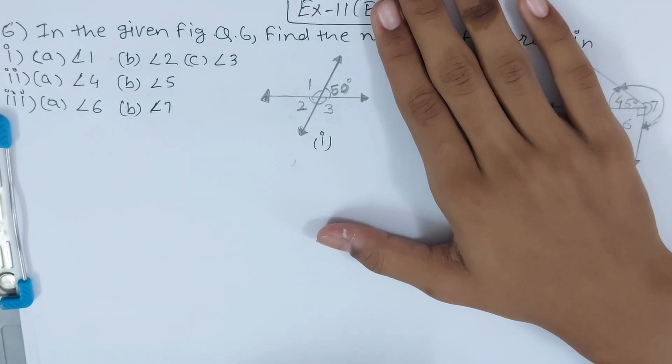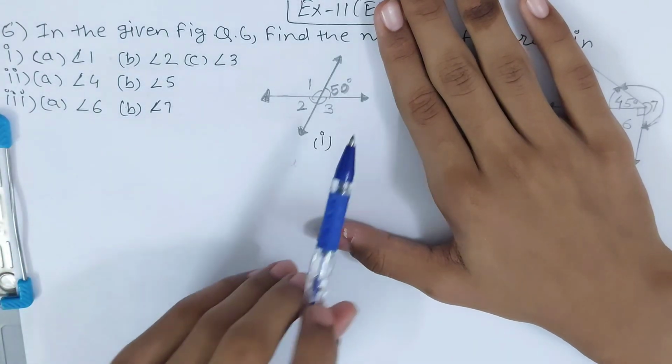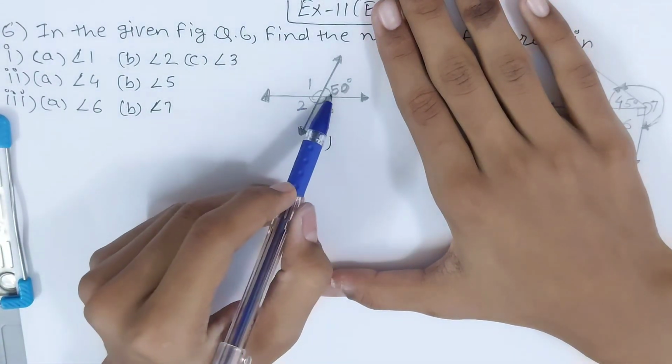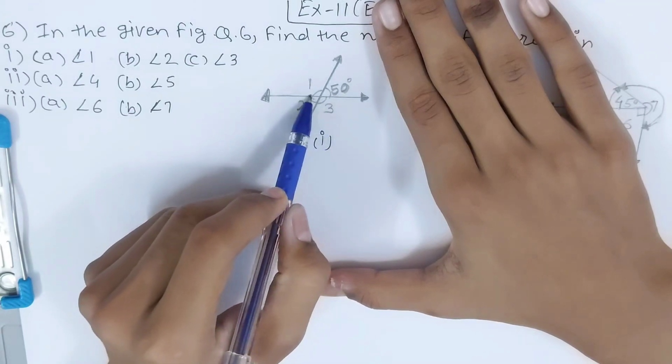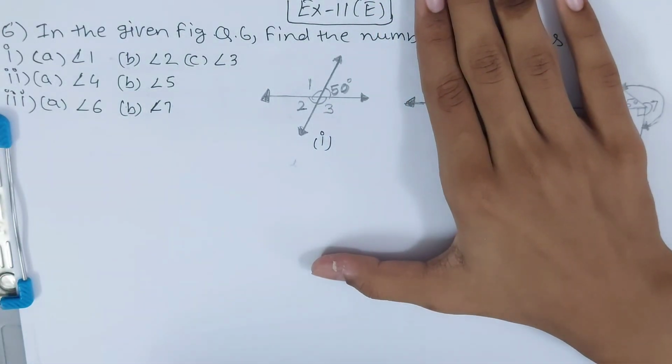So what you need to do here, basically we will use two properties. First is that vertically opposite angles are equal. Second is that the sum of angles on a line is 180 degrees. Two properties we'll be using, and that will give us the answer. See how.